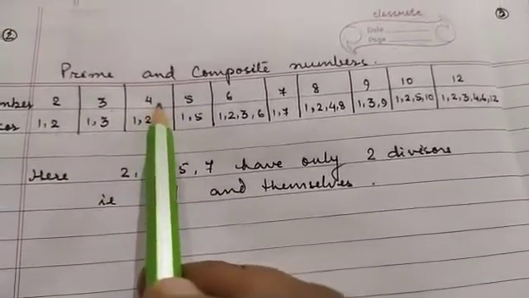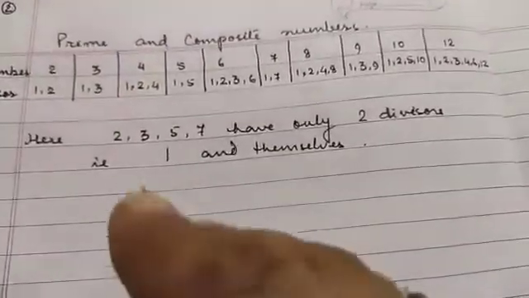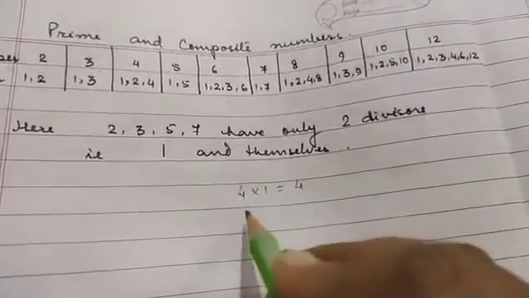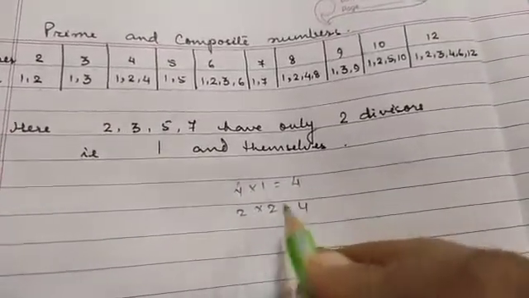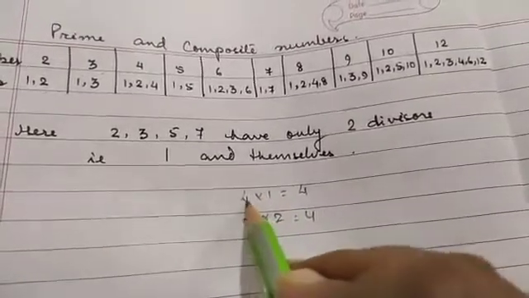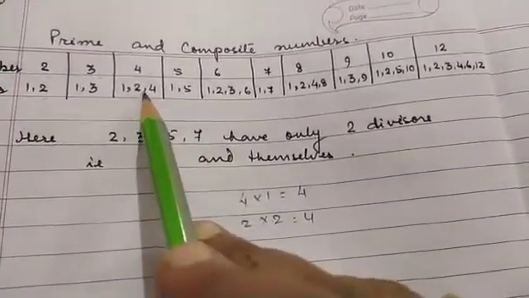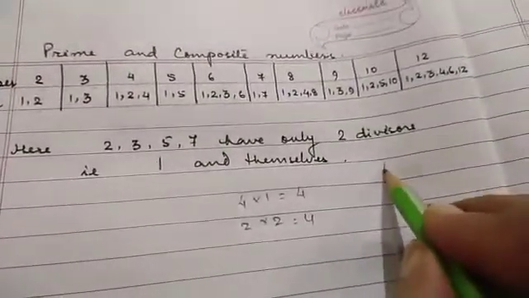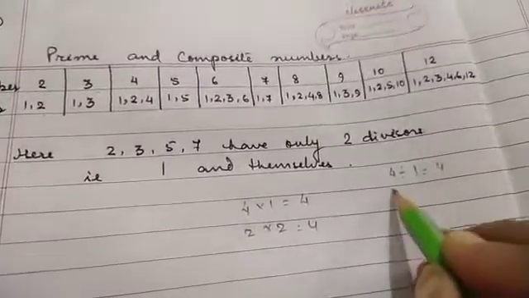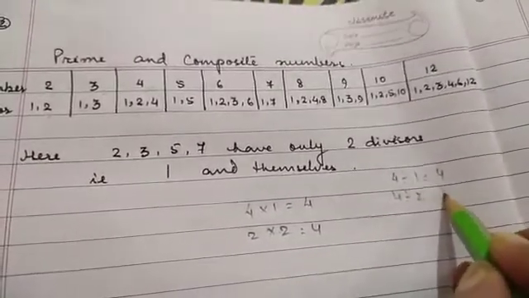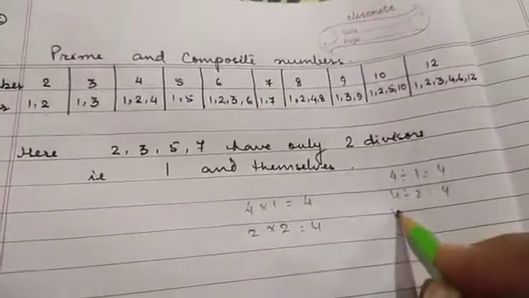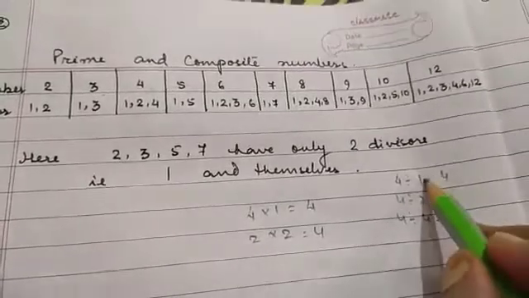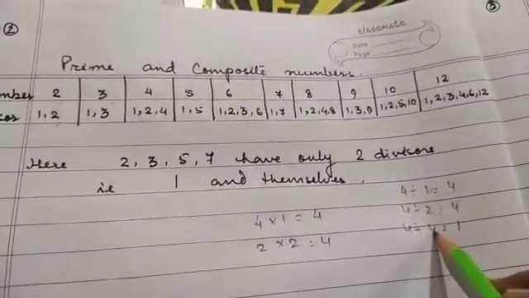Coming to 3, 3 is divisible by 1 and itself. Coming to 4, 4 into 1 is 4. 2 2s are 4. So we have 1, 2 and 4 as the factors. 4 is divisible by 1, 2 and 4 also. So the divisors are 1, 2 and 4.